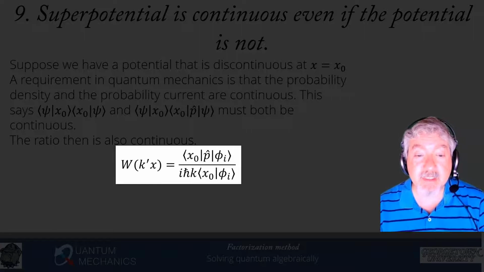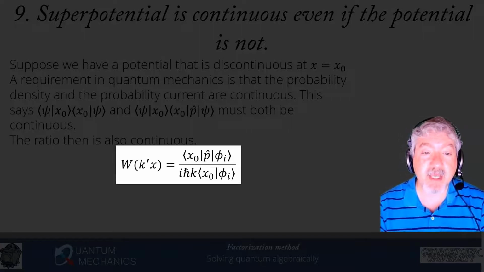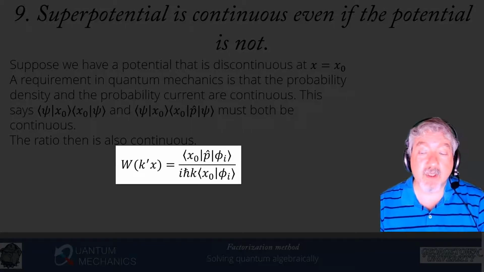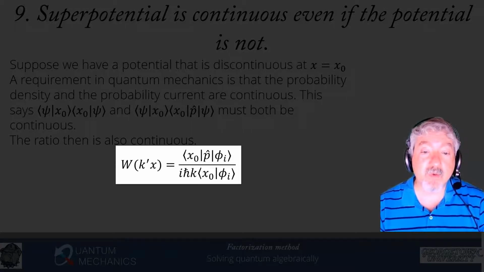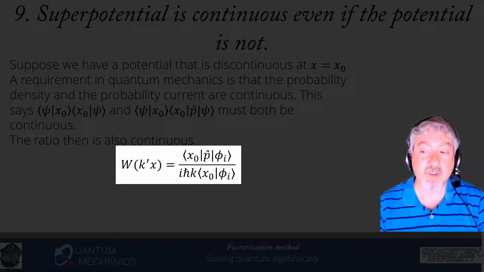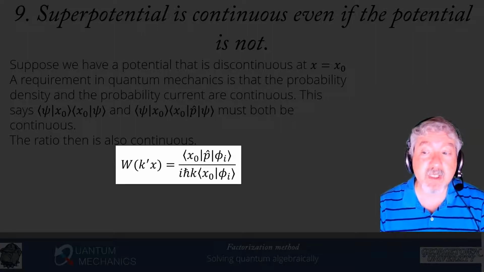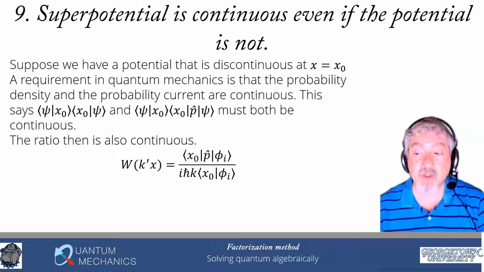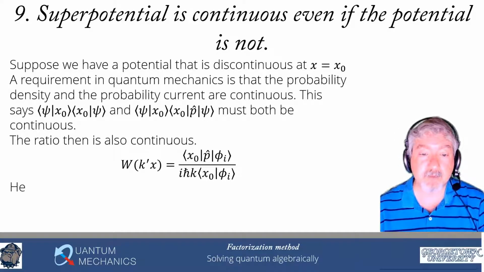And we already calculated that. That's equal to w of k hat x at the point x equals x0. And so if that ratio is continuous, that means that the superpotential must be continuous at that point. And so even if the potential is discontinuous, the superpotential is always continuous. In fact, we're going to use that fact to solve particle in finite square well problems.